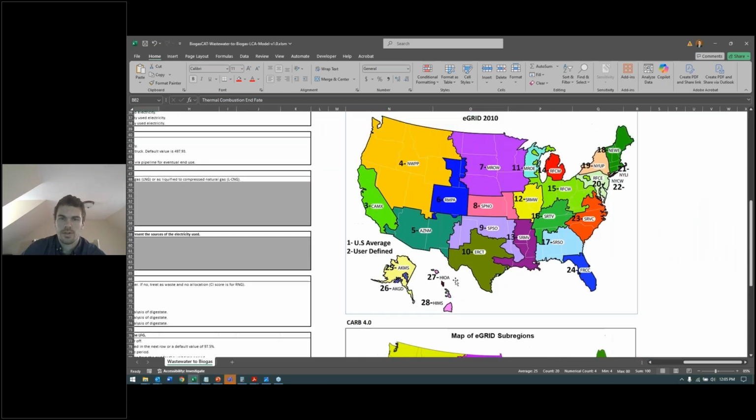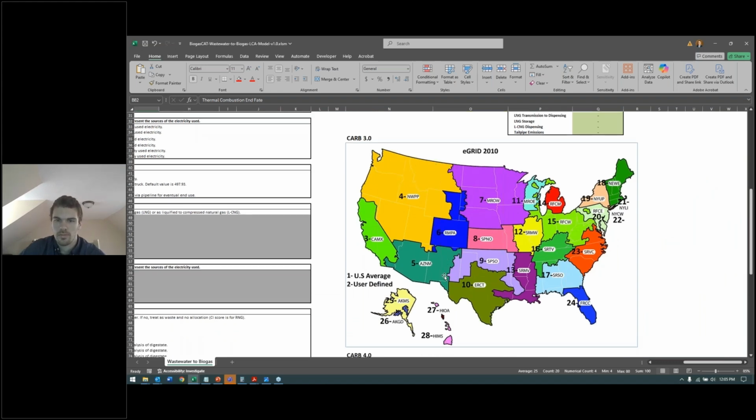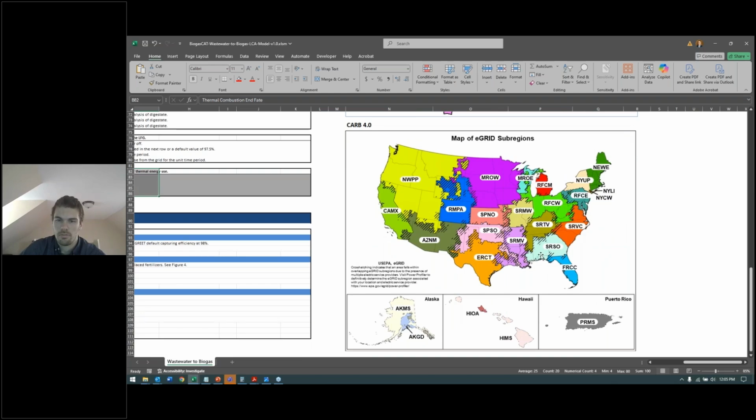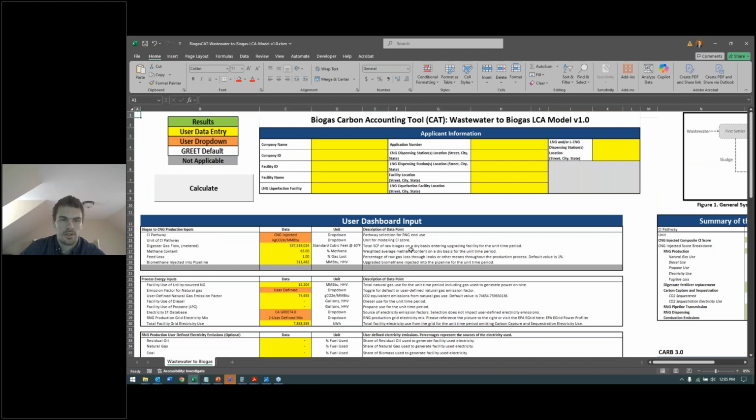In every calculator, we also have a map of the 2 E-grids. So this is the 3.0 and 4.0 E-grid maps. So this covers the highlighted changes of wastewater treatment plant compared to others. The main change is the addition of different CI pathways, thermal and electricity generation, user-defined emission factors for process energy, as well as digestate avoided emission credits. Thank you.